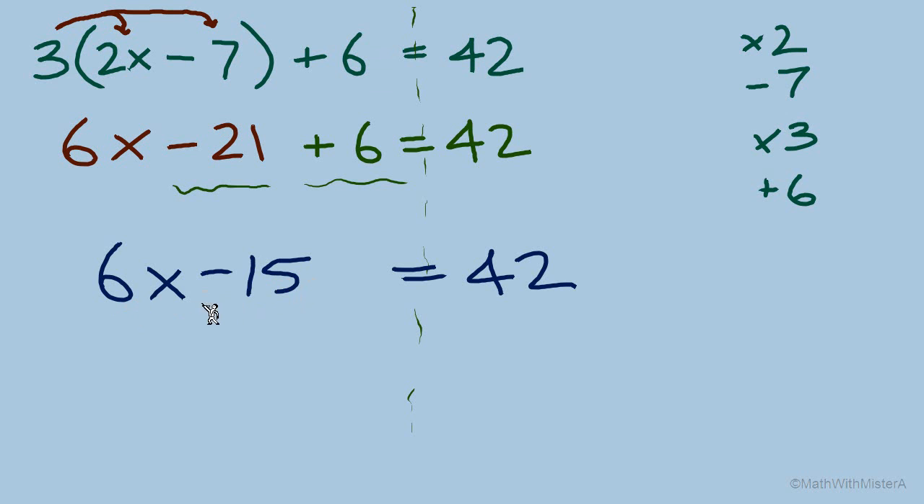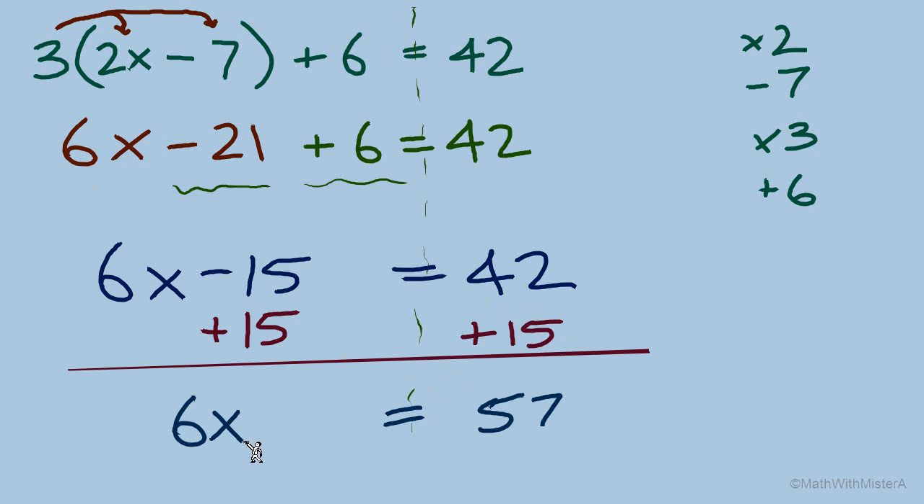It's easy for us to see the two operations occurring. Multiply by 6 and then subtract 15. So we'll first undo the subtract 15 with add 15. That's going to bring our 42 up to a 57. And now the last operation, multiply by 6, undo it with divide by 6.